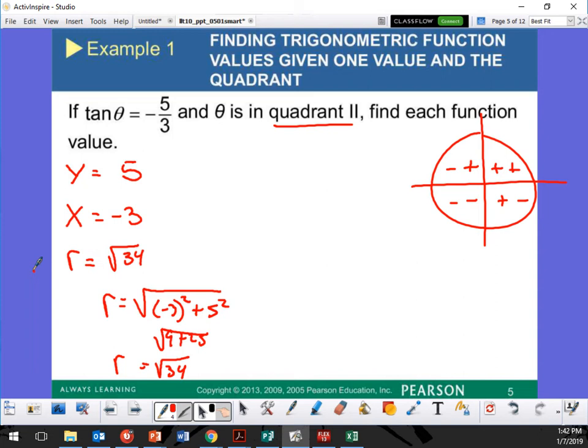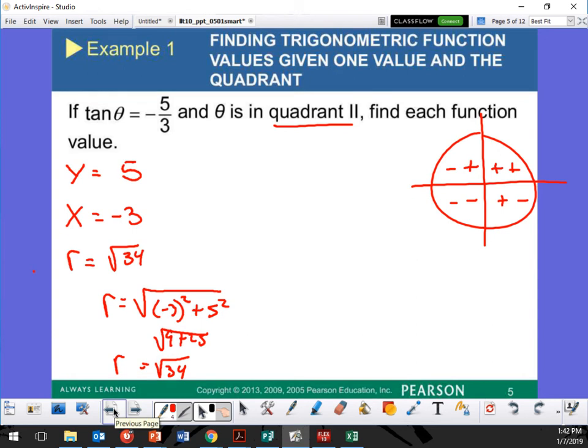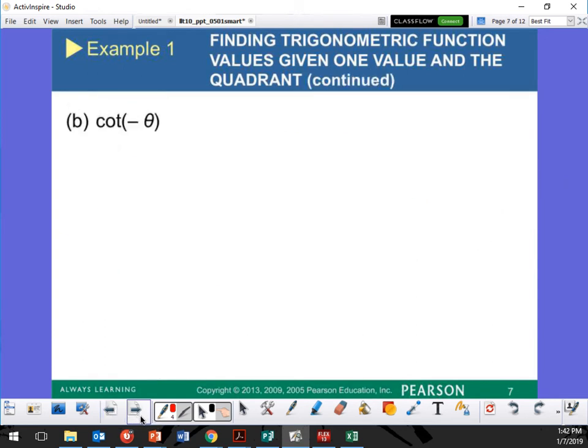All right. Find each function value. Is it on the next page or is it this page? Okay. There we go. So, what is sine going to be? Y over R. So what was my y value? 5. What is the R value? Hold up, mister. Square root of 34. There we go. Oh, that's all we're doing?